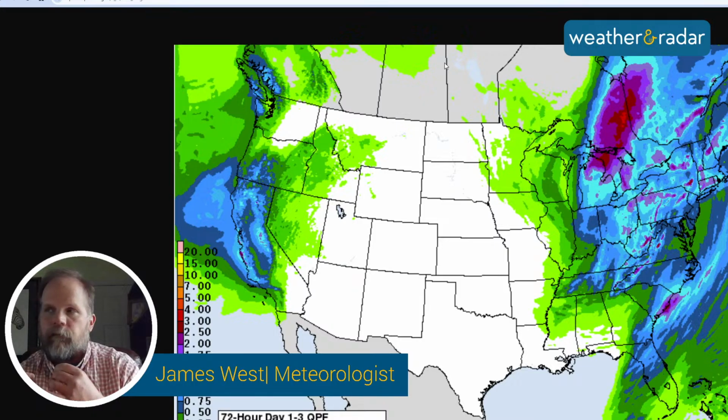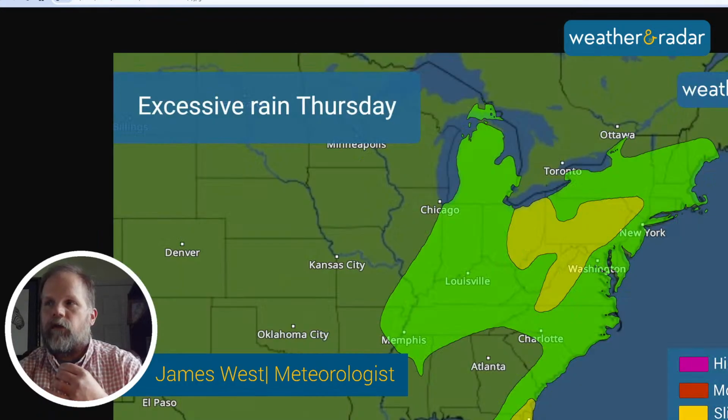The urban areas of Pittsburgh and New York City and Boston and Philadelphia, the whole I-95 corridor, with this heavy rain, could see some localized flash flooding, especially in low-lying areas and poor drainage areas. And so that's one of the things that we are definitely concerned about over the next several days with this forecast.